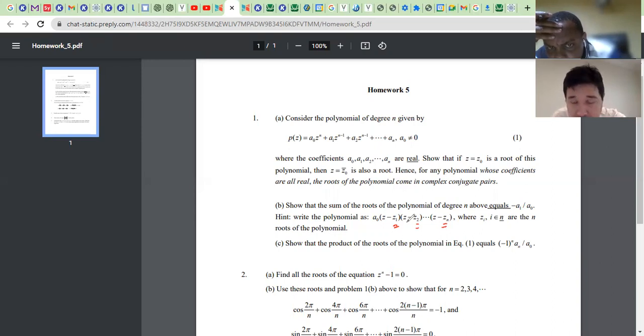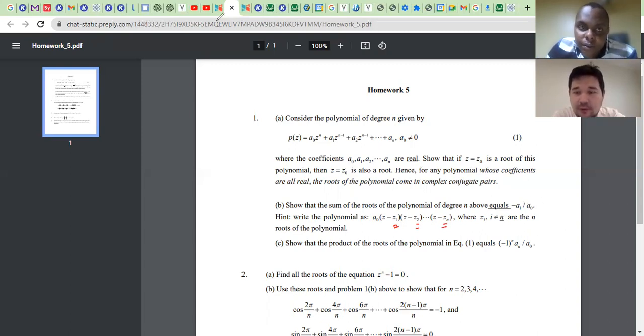Okay, so this is the sum of the roots of the polynomial of degree n above equals. Is this A1 or is it A1 over A0? Let's check in the solution. A1 over A0? I mean, maybe, yeah.